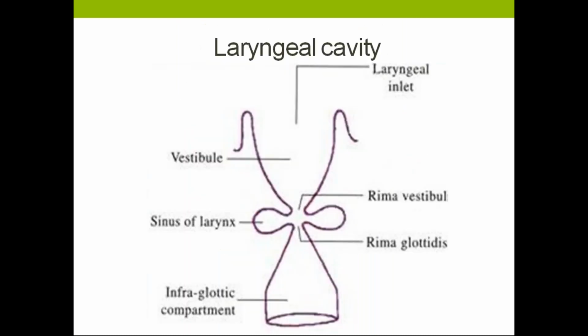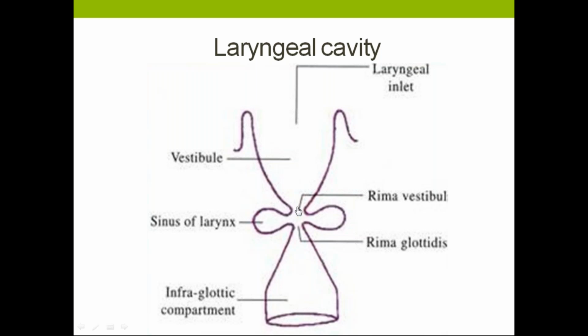Okay. Now you know, the part of the laryngeal cavity above the vestibular fold is called the vestibule. The part below the vocal fold here is called the infraglottic compartment. Above the vestibular fold is the vestibule or supraglottic compartment. So the sinus of larynx is otherwise called the glottis. Okay, now this compartment is the glottis.